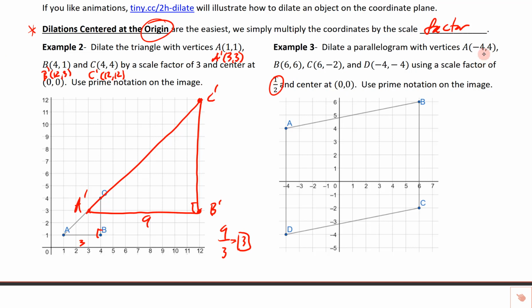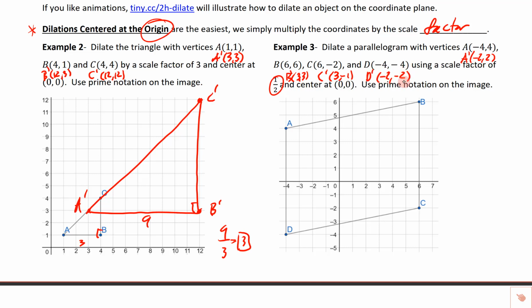All we're going to do is take every single one of these and multiply the coordinates by 1/2. So A prime is going to be negative 2, 2. B prime is going to be 3, 3. Whoops, B prime, sorry. C prime is going to be 3, comma, let's see, half of that is negative 1. And then D prime is going to be negative 2, comma, negative 2.